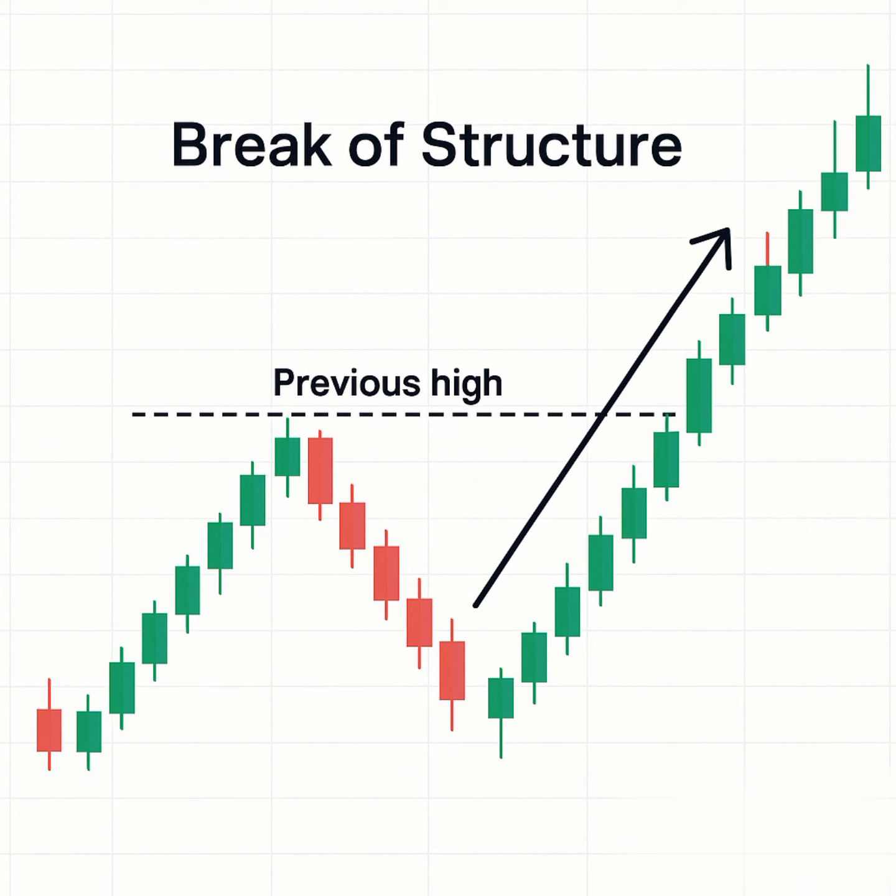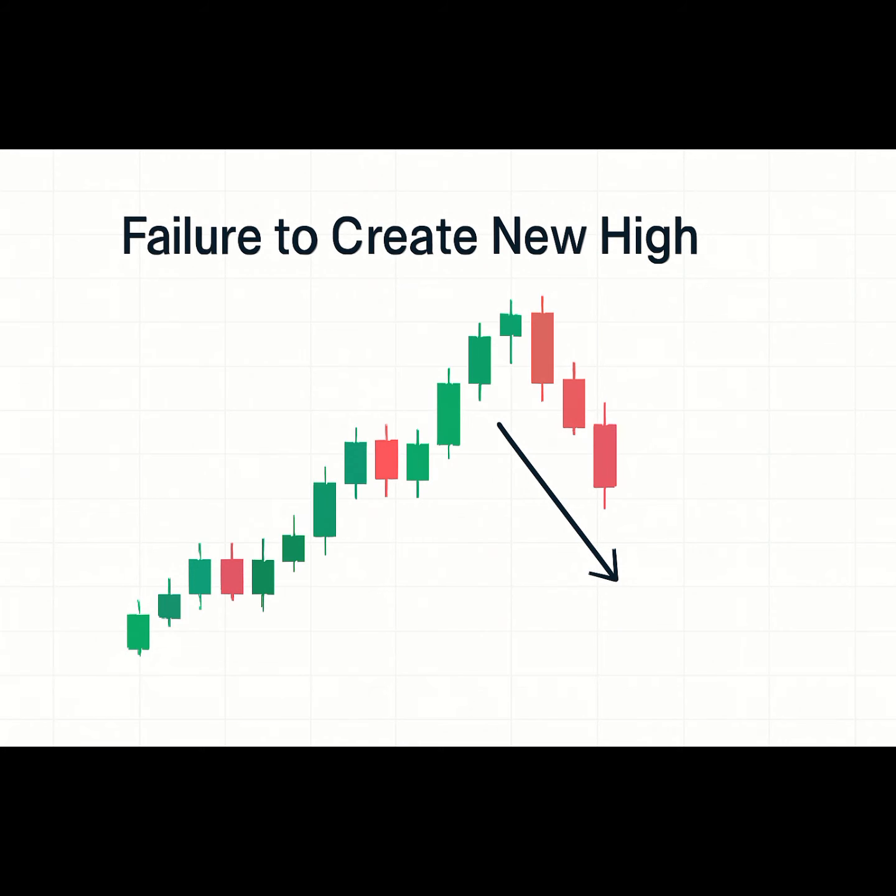In a bearish market, a break of structure occurs when the price breaks a higher low and creates a lower low, signaling that the downtrend may continue. A change of character refers to a shift in the market's behavior. It happens when the price action no longer follows the pattern of higher highs and higher lows for bullish trends, or lower highs and lower lows for bearish trends.